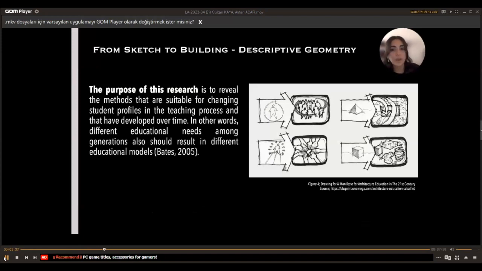Traditional methods of architecture have been questioned for many years. Like all design schools, which overlap with each other and seek different ways for the same purpose, they have tried to produce different methods on a new axis. Likewise, the purpose of this research is to reveal the methods that are suitable for changing student profiles in the teaching process and that have developed over time.